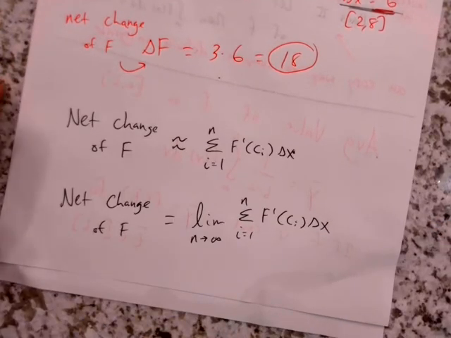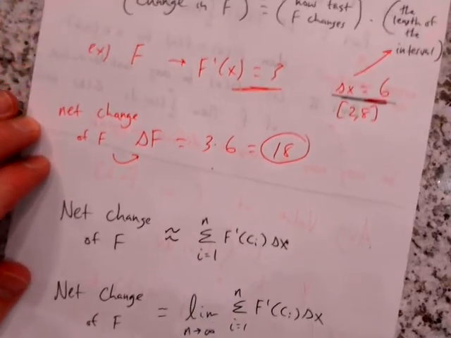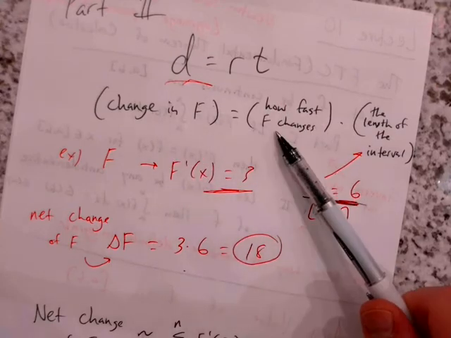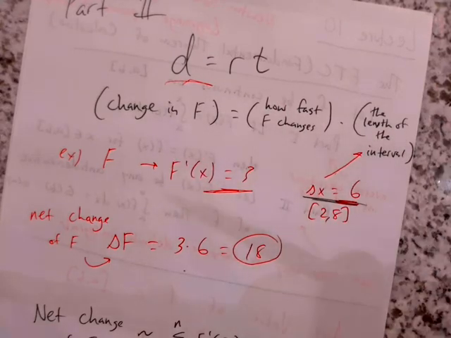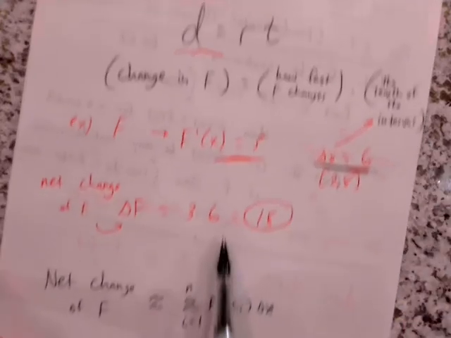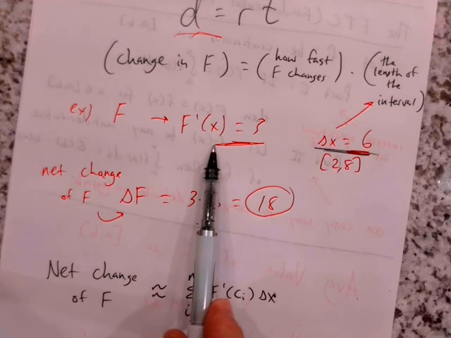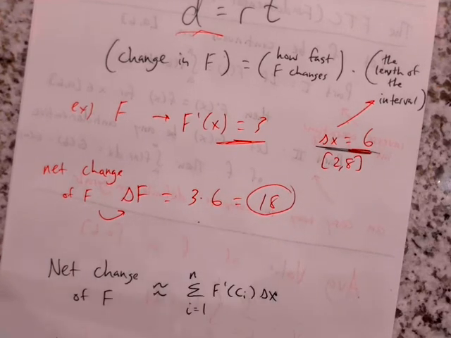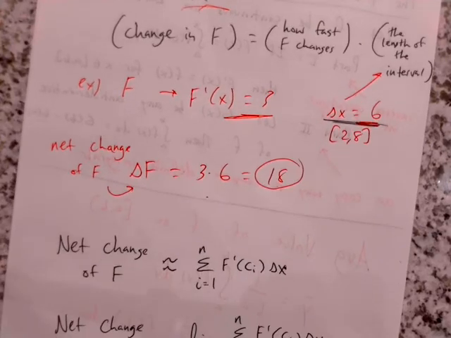So again, just to recap this, because this is complicated, the change in your function is how fast the function changes times how long it's changing for. Right, so that's just true. If your rate of change is constant, then it's easy. It's just how fast your function's changing times the interval length that it's changing on, and you get your change in f.